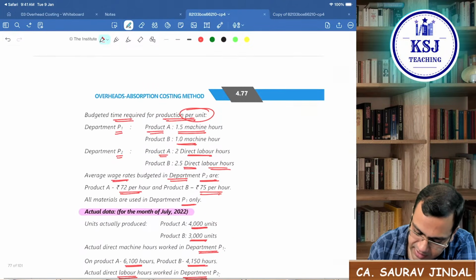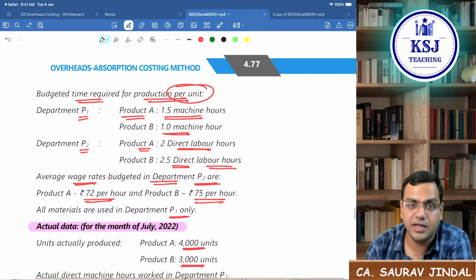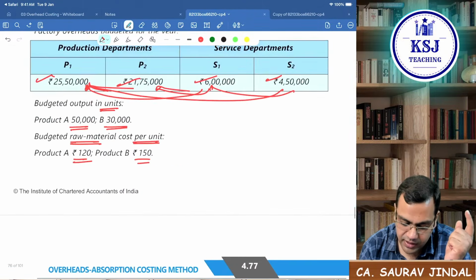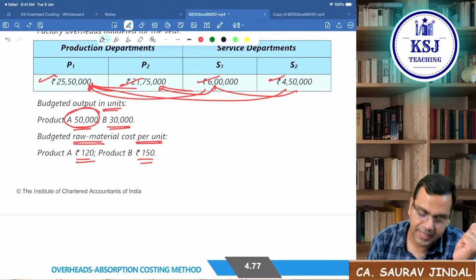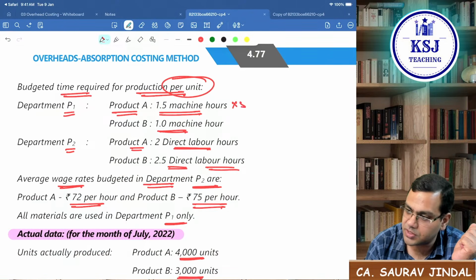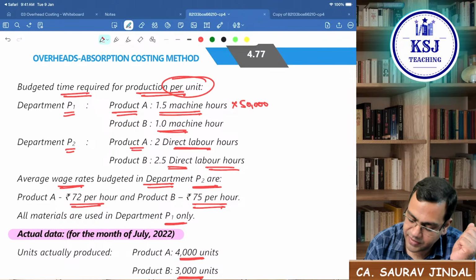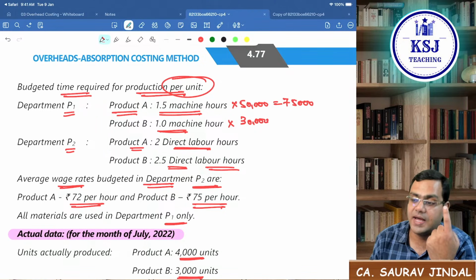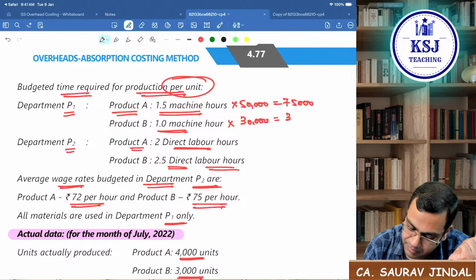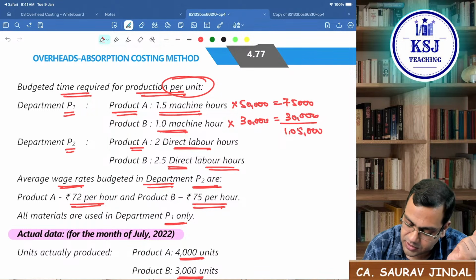Machine hours: in the department P1, product A takes 1.5 machine hours for 1 unit. And what is the budgeted unit? That is 50,000. So can I multiply it with 50,000? This will give me 75,000 machine hours. And for product B I multiply with the budgeted output, because for 1 unit it is given. So for the output here it will be 30,000. So a total of 1,05,000 machine hours.